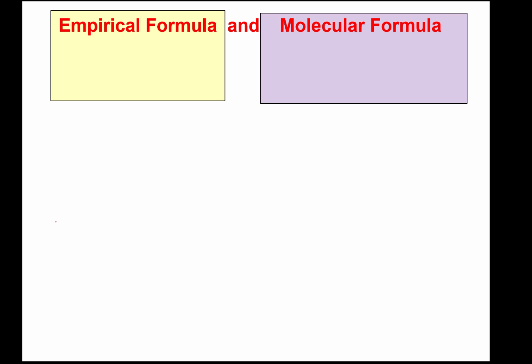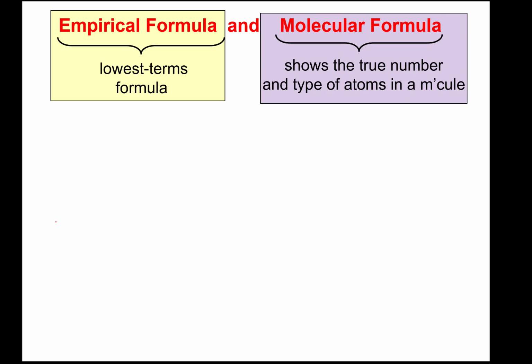All right, before we talk about how to find the formula for an empirical formula and a molecular formula, let's first cover what they mean, or their definitions. The empirical formula is the lowest terms formula, but the molecular formula is the true number and types of atoms in a molecule. And sometimes those are the same thing, but not always.